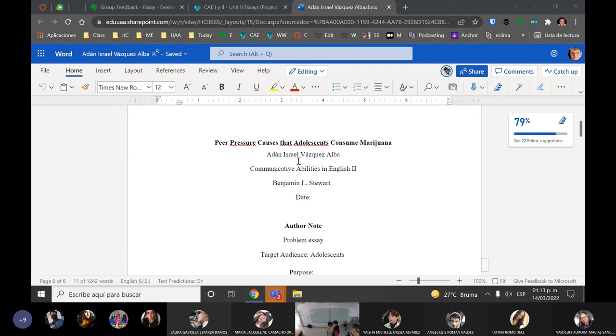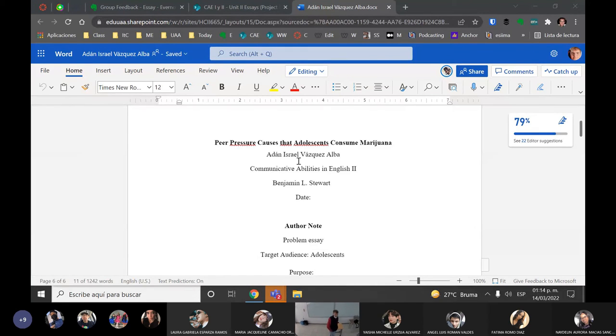Take a look at the title page. Is there a title? Name of the person, the writer, your classmates. You can add the dates. Underneath the author note, please indicate if it's a problem only essay, or just problem essay is fine, or a problem solution essay. See if your partner has indicated that.